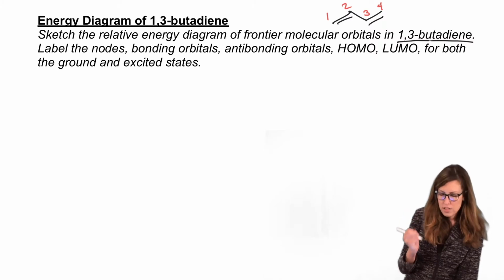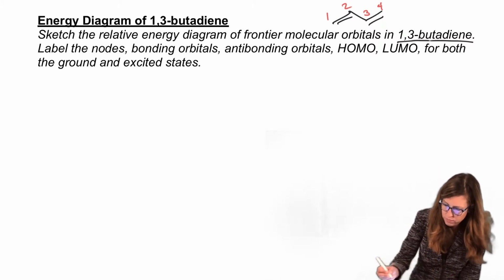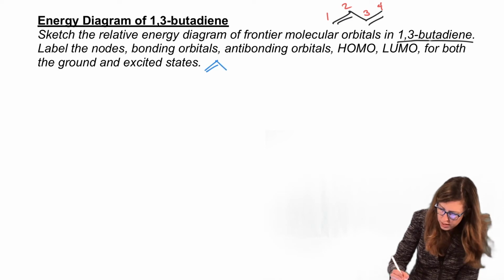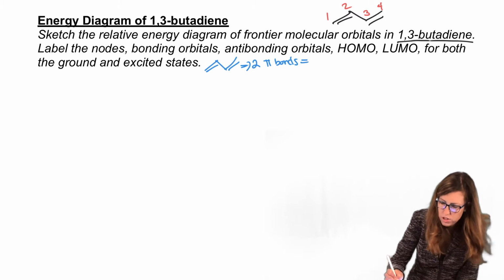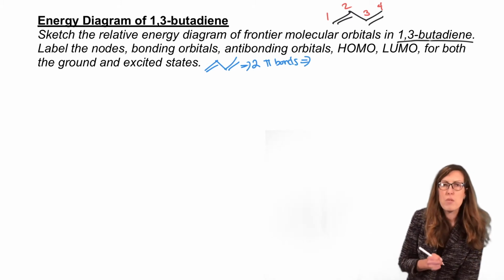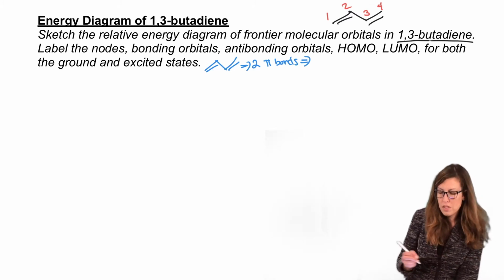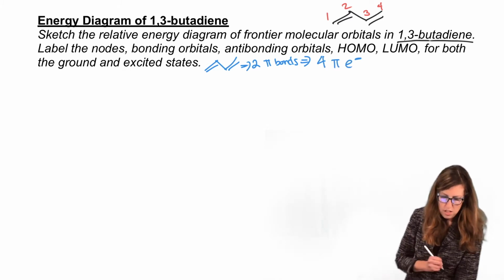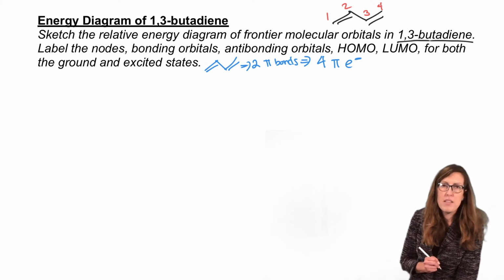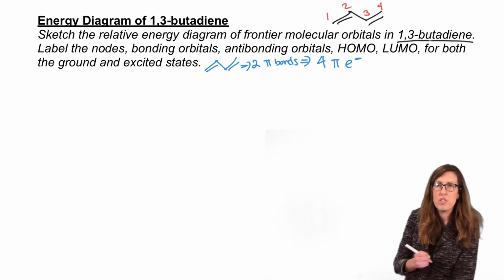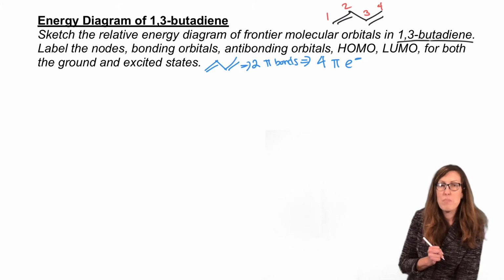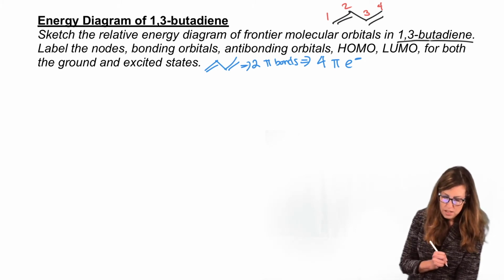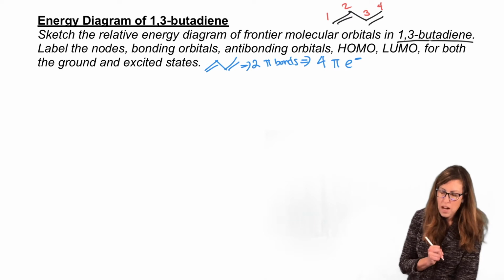How many pi electrons? So let's work that out. This one has 2 pi bonds. How many total pi electrons? Well, per pi bond we have 2. Since we have 2 pi bonds, 2 times 2 is 4. So 4 pi electrons. That's where orbitals are, where electrons live, right? So we're looking at the pi system. 2 pi bonds, so 4 electrons in that pi system.